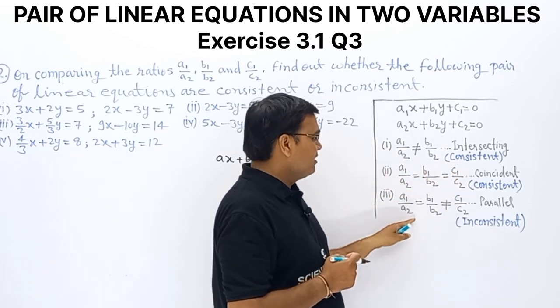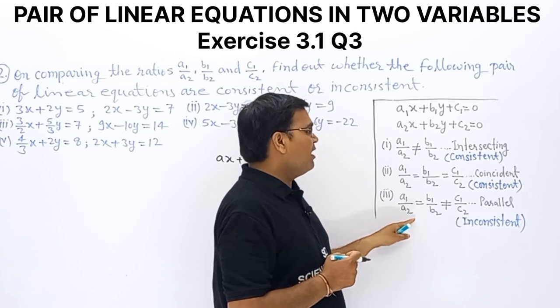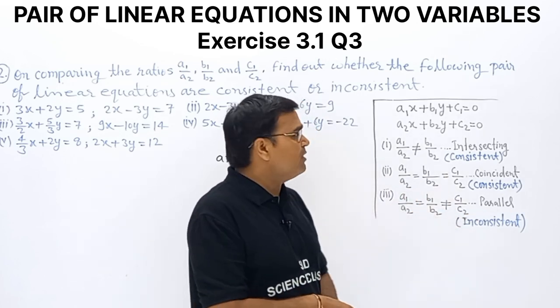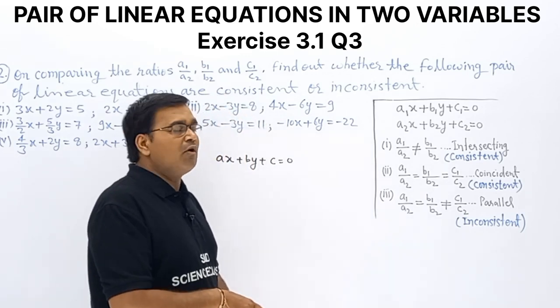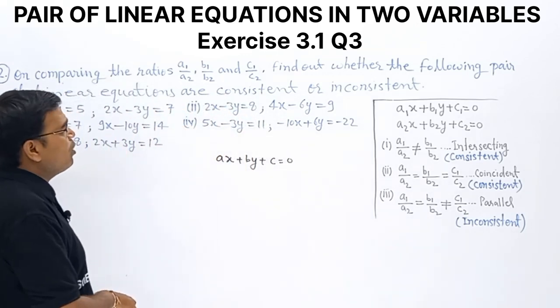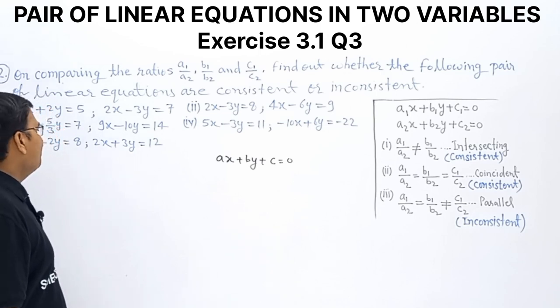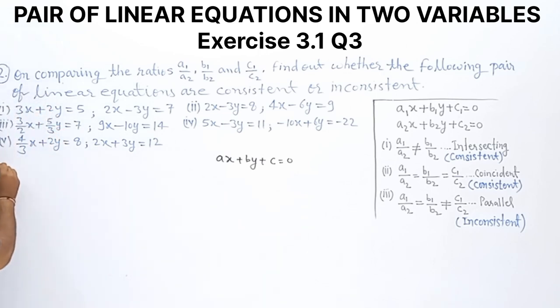And the last condition gives an inconsistent system, a pair of linear equations that is inconsistent. So observe, the first question I am taking, what will be the solution of question number 1?